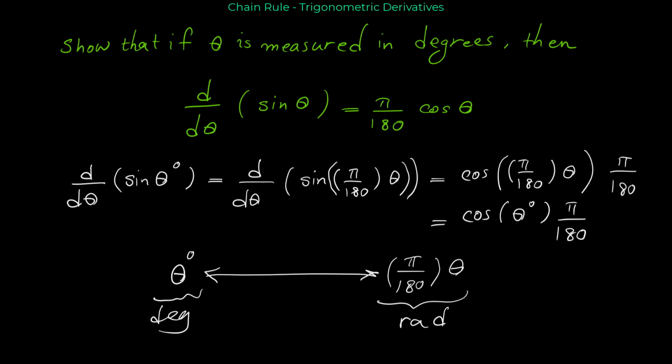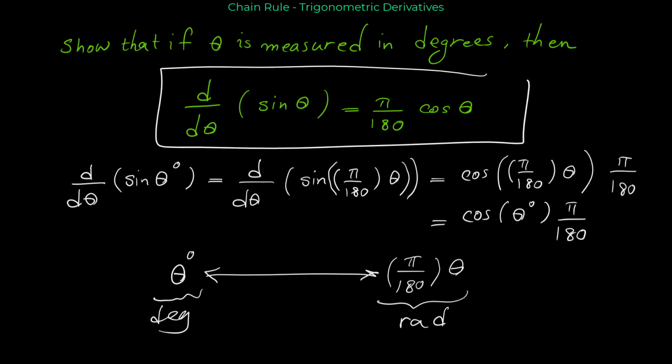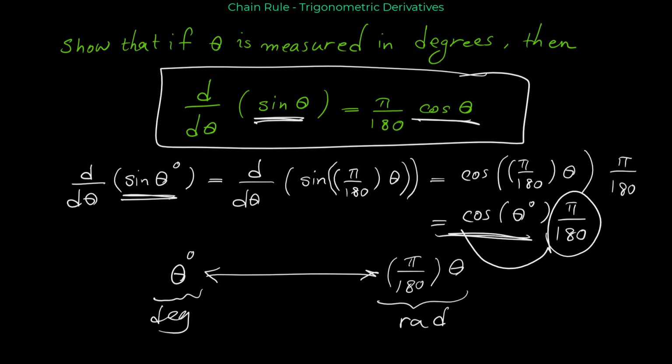And this completes the proof of the claim that the derivative of sine of theta is cosine theta times pi over 180. And of course you can put this pi over 180 in front here.